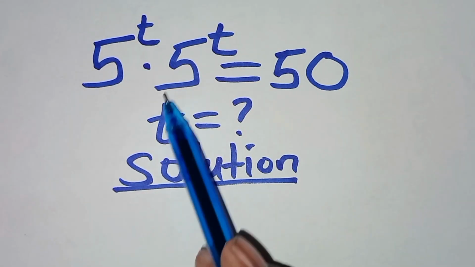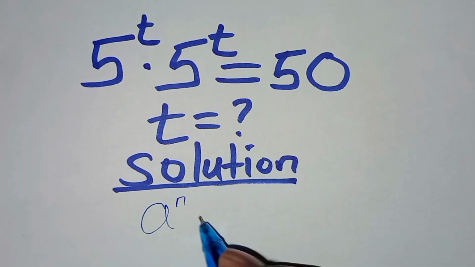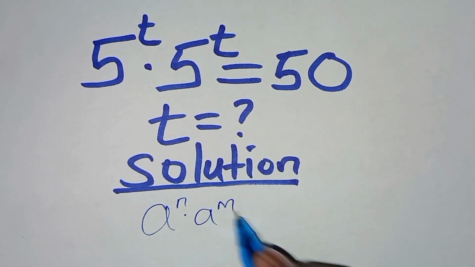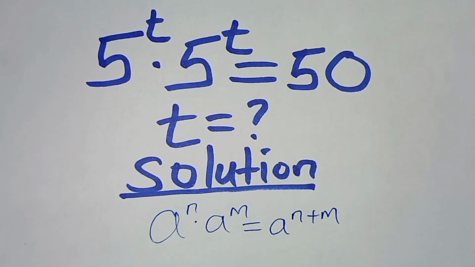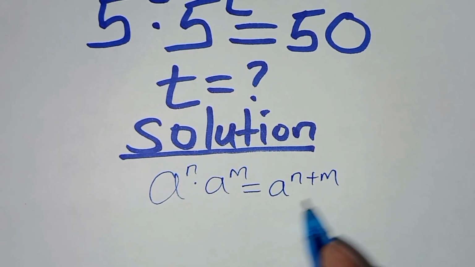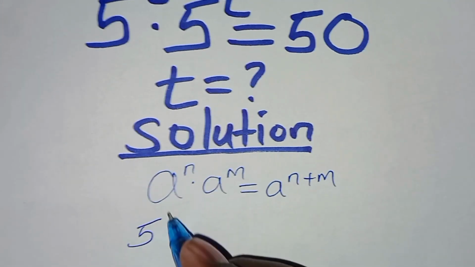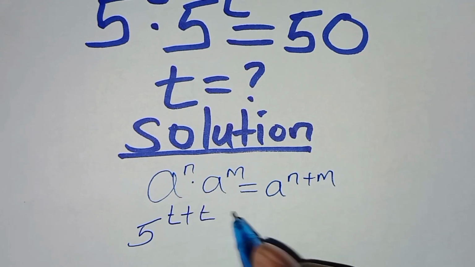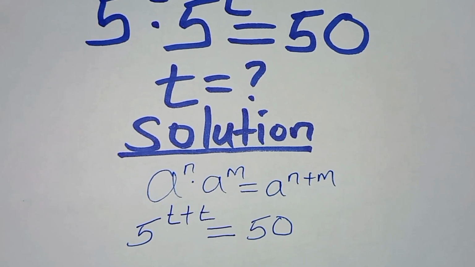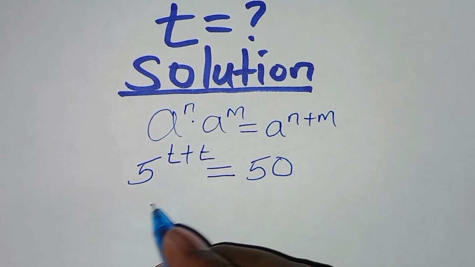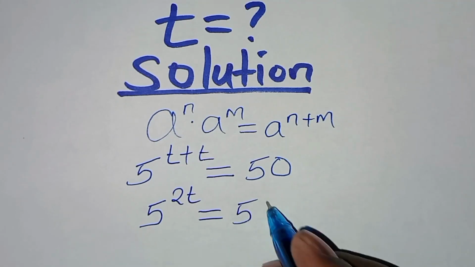Now we find that this exponential function is in the form of a to power n multiplied by a to power m, which you can express as a to power n plus m. Applying this exponent property, we'll have 5 to power t plus t, which is equal to 50. So that means this is 5 to power 2t, which is equal to 50.